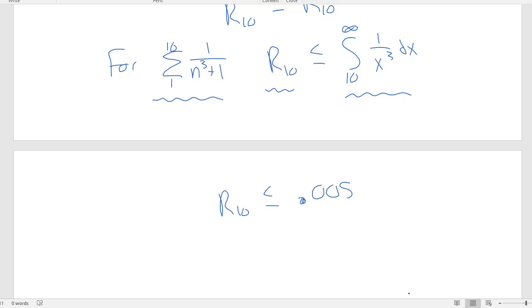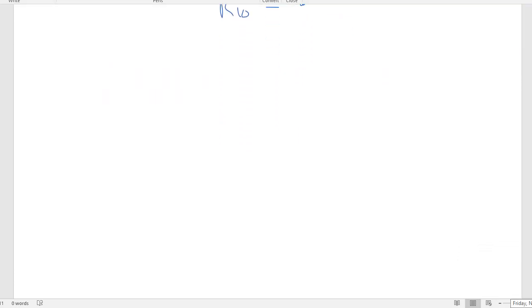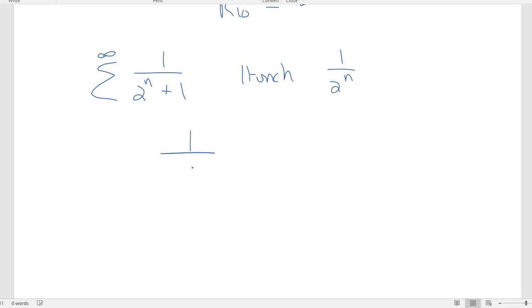Now let's take a look at something that's geometric, because this will be cool. This is a little bit different. So we had something like 1 over 2 to the n plus 1. So let's say we're looking at this series. And we know this converges. We have my hunch of 1 over 2 to the n. And we could pretty easily show that this inequality is true. And in fact, it is bigger.